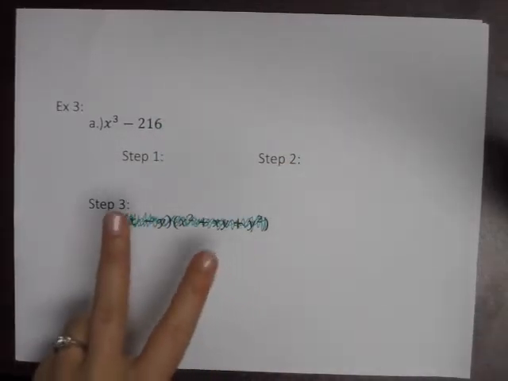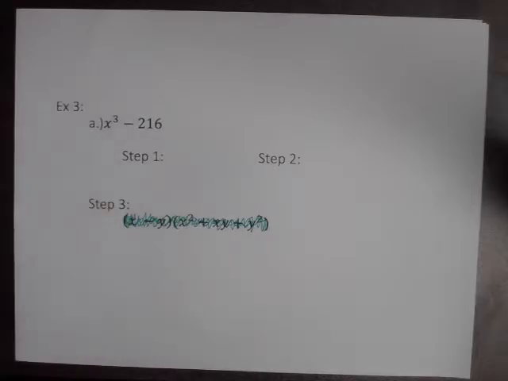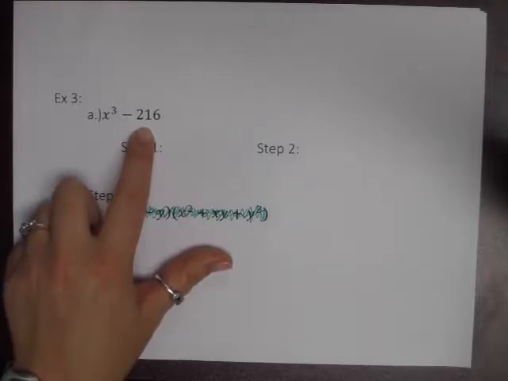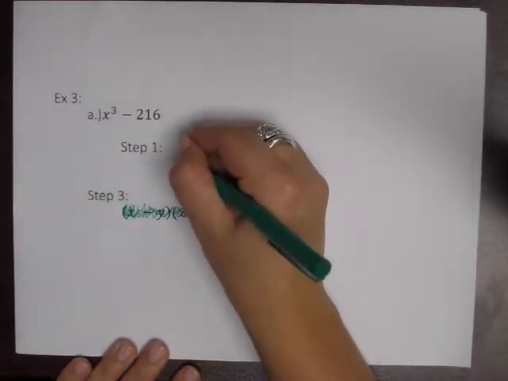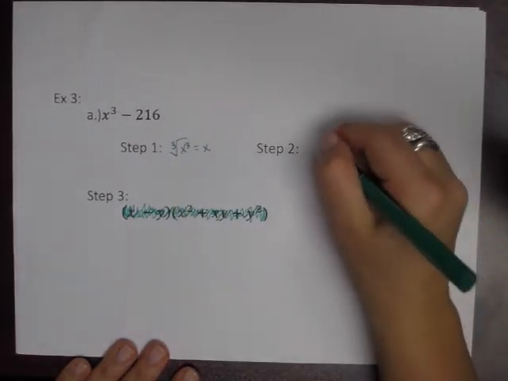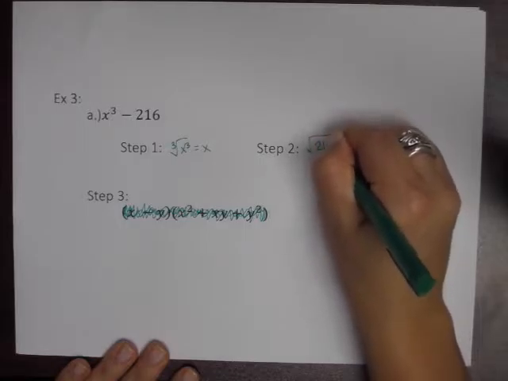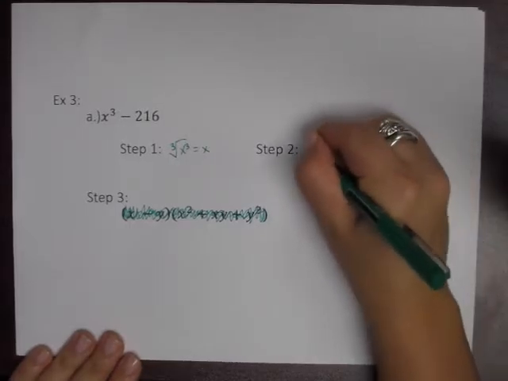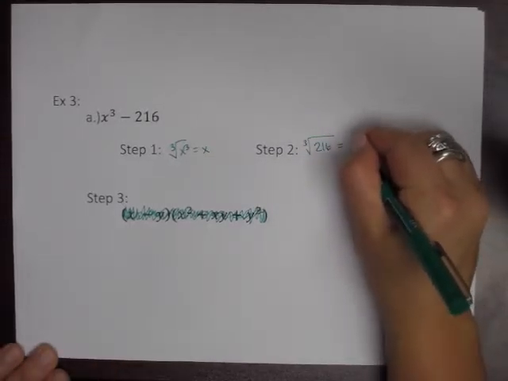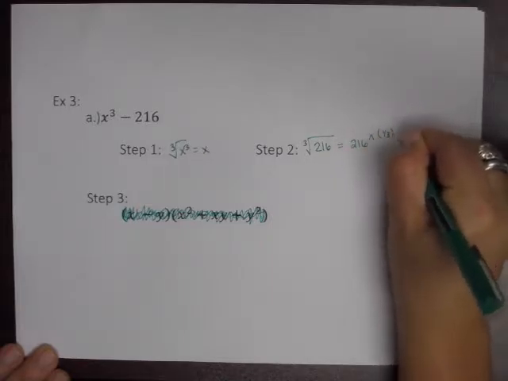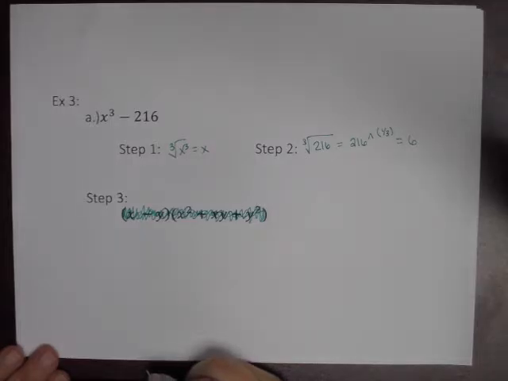So the first thing I notice is I have two terms, and one of my terms is definitely going to be a perfect cube, and I see that 216 is a perfect cube as well. So what I want to do is take the cube root of x to the third, which is just going to be x. Then I'm going to take the cube root of 216. So how you would enter it in your calculator is you go 216, up arrow, 1 divided by 3, and that will be 6.